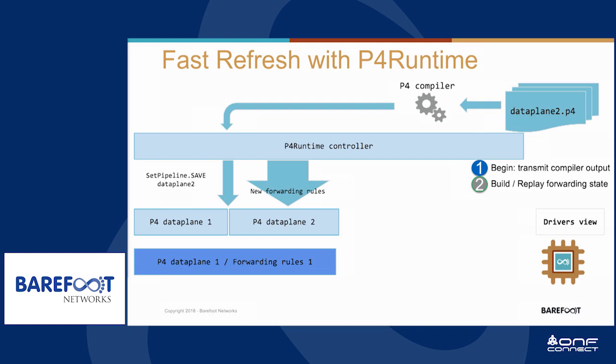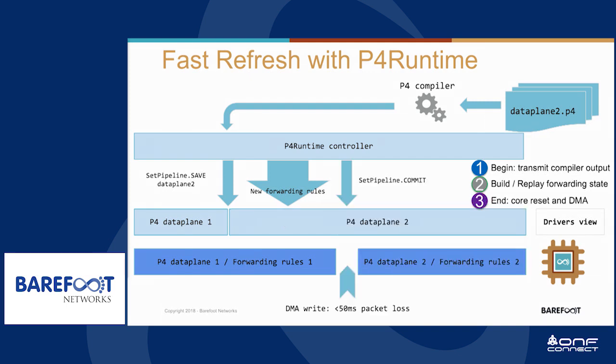When you're ready, you do the third and last step: a new P4Runtime RPC, SetForwardingPipelineConfig with a commit flag. This flag just says, OK, I'm ready to switch over to my new pipeline and my new forwarding state. And that is when you have about 50 milliseconds of packet loss.